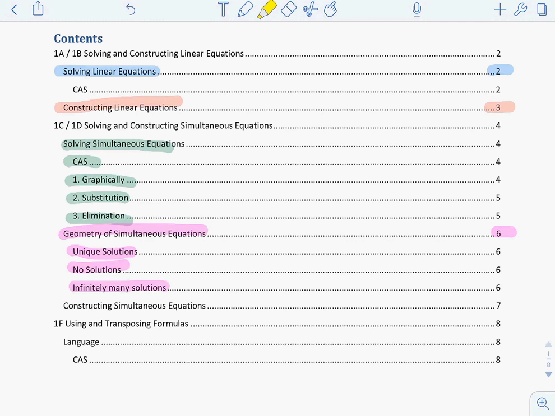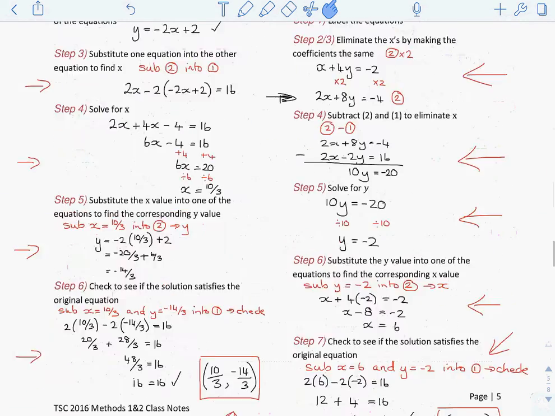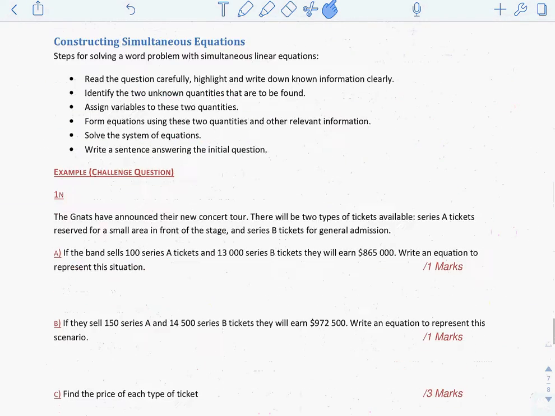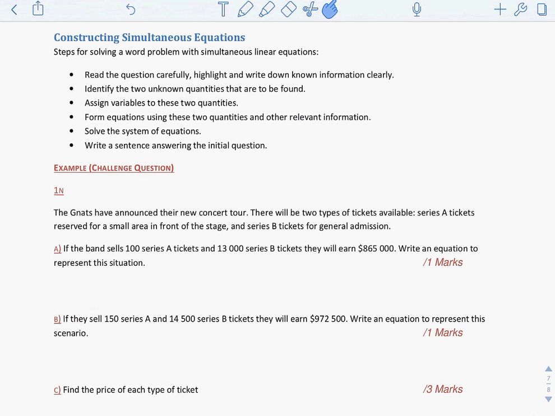In this tutorial, we are going to be looking at constructing simultaneous equations, which can be found on page 7 of your notes. There are some steps that will help us solve worded problems with simultaneous equations. The first one is to read the questions really carefully and to highlight and write down any known information clearly. Identify the two unknown quantities that are to be found.